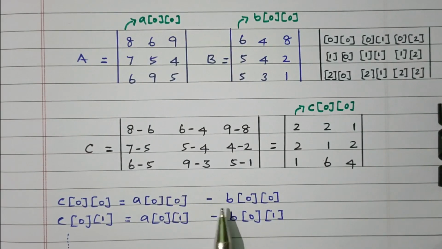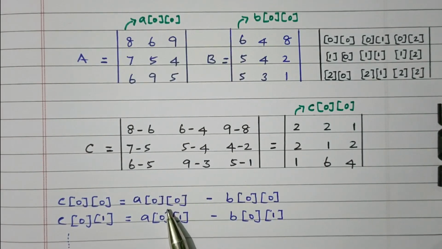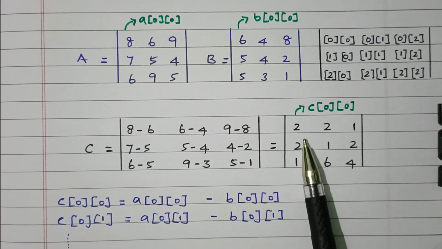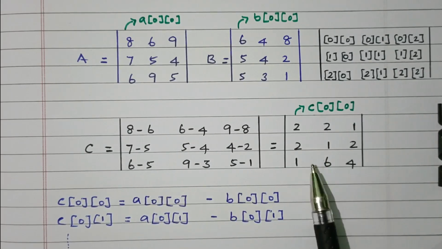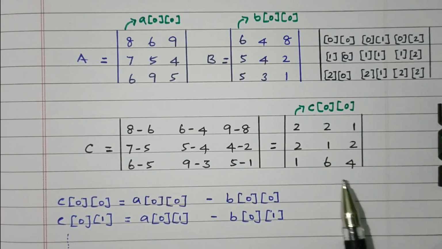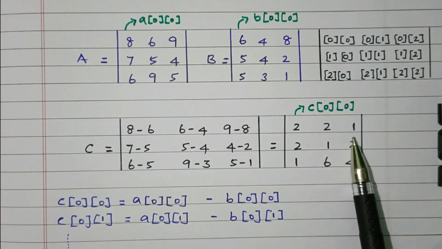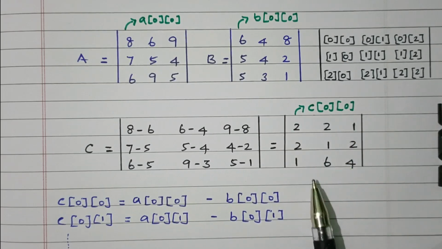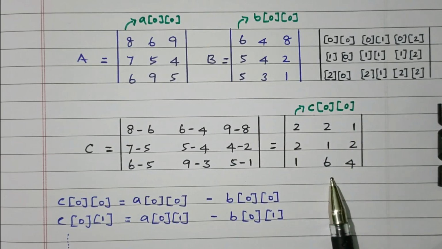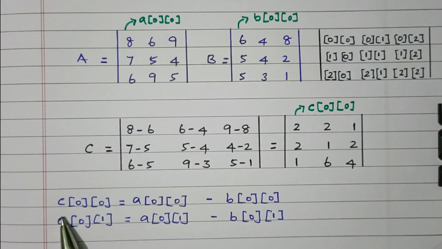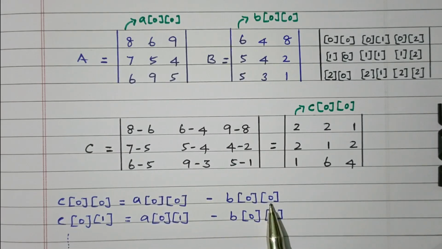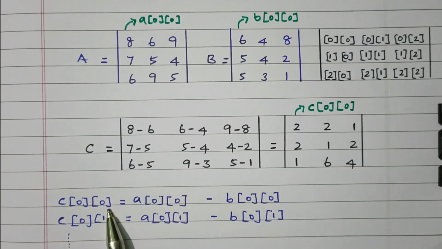So this is the subtraction. The corresponding locations are subtracted. So the resultant will be this matrix: 2, 2, 1, 2, 1, 2, 1, 6, 4. So this is also in the same locations. This is C of 0, 0. This is C of 0, 1, C of 0, 2. Right? Like that we can frame the matrix C subtraction. So how to frame the general expression? How we are subtracting: A of 0, 0 minus B of 0, 0. That resultant is stored in C of 0, 0.